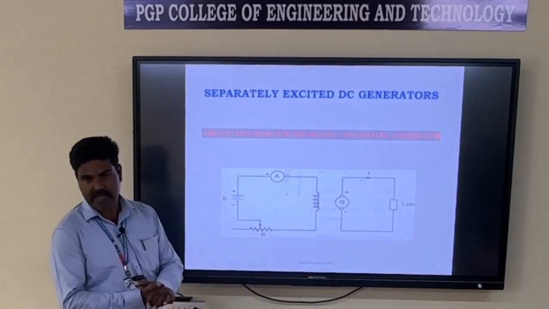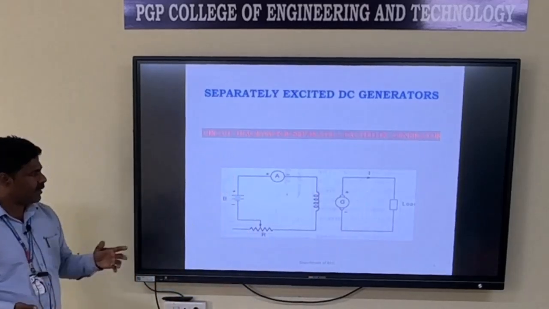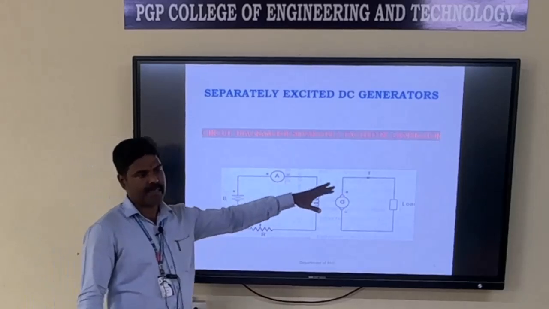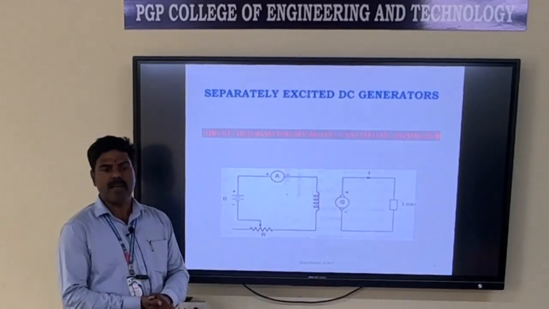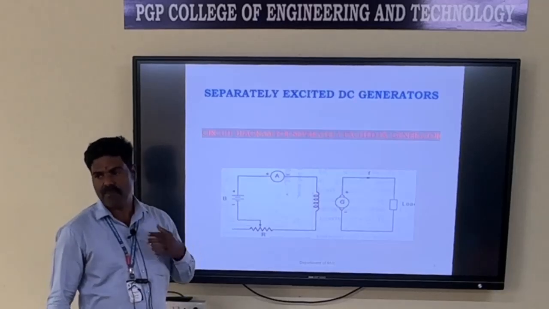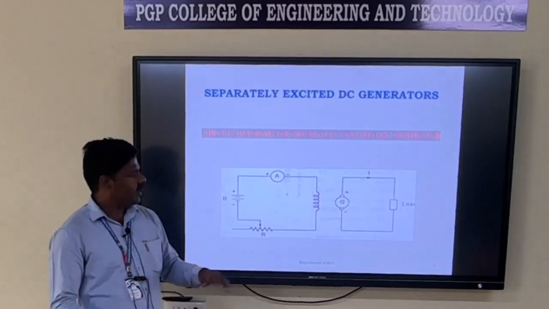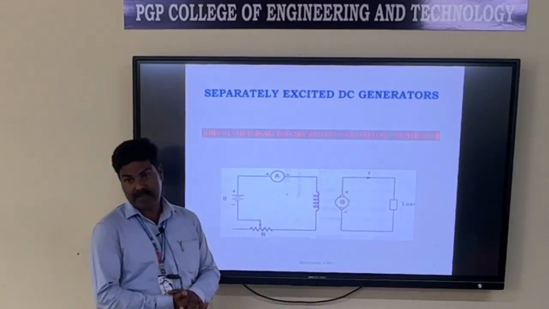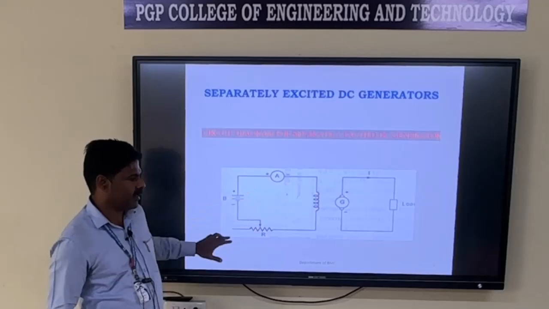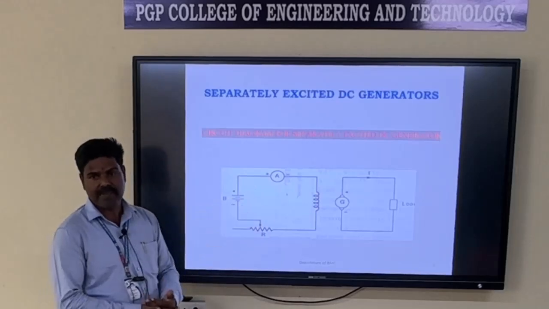By applying Kirchhoff's voltage law, we can get the voltage equation of the DC generator. Kirchhoff's voltage law states that the sum of voltage rises is equal to the sum of voltage drops in a closed circuit. Therefore, by applying Kirchhoff's voltage law, we can get the voltage equation of a separately excited DC generator. That formula is Eg equal to Vt plus Ia into Ra.